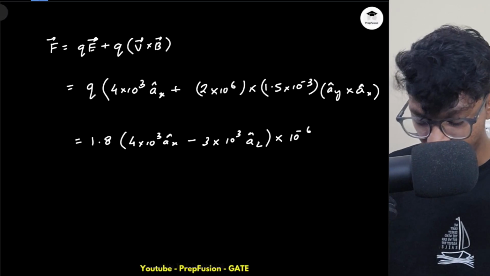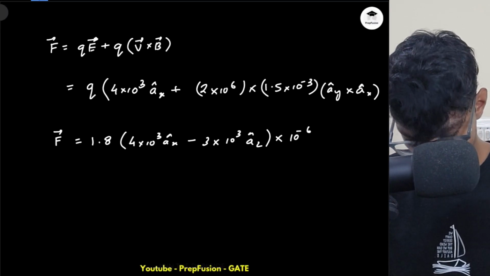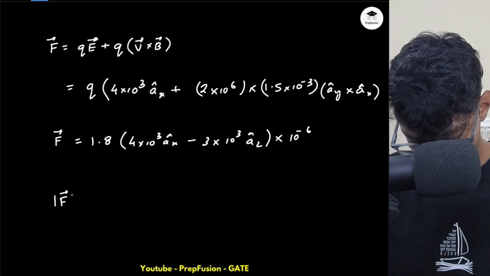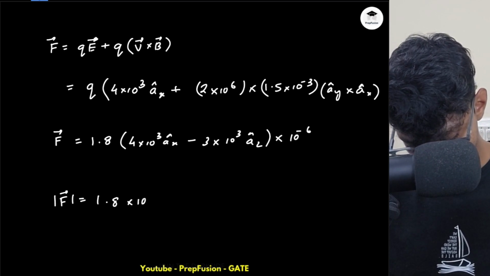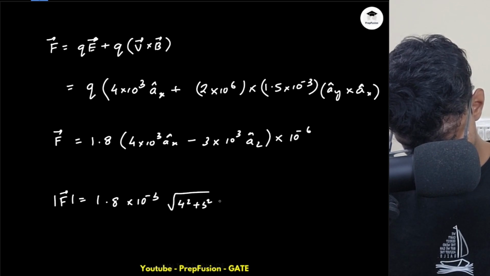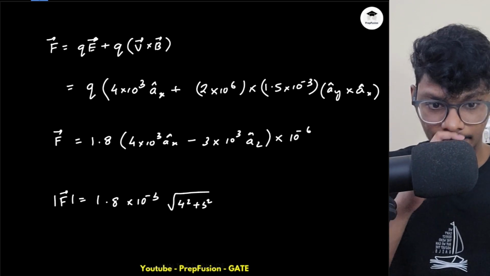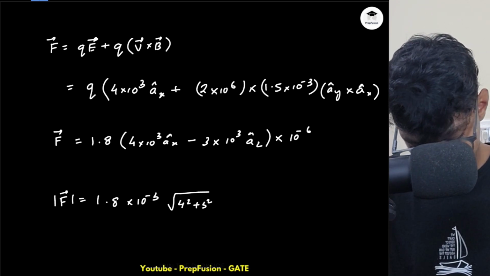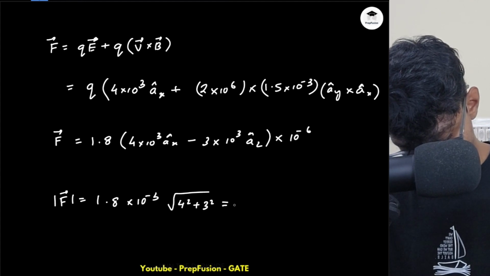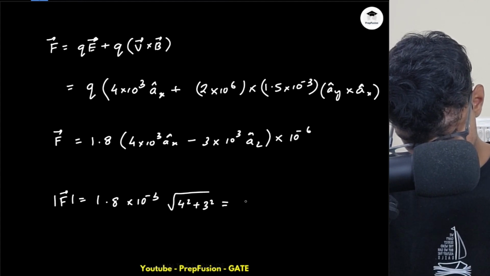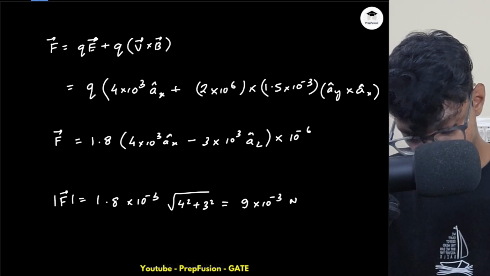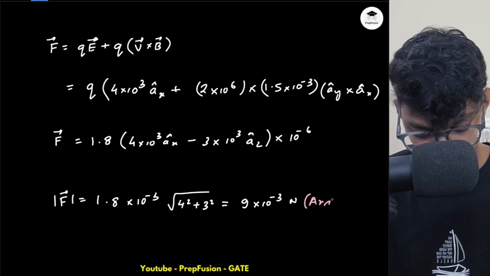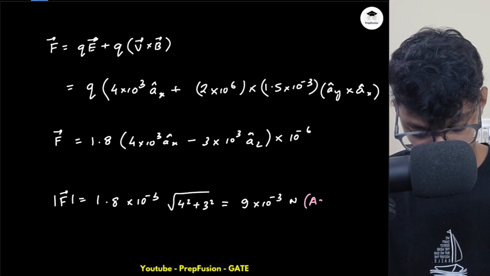Okay, so now I just need to find out the magnitude because they have asked the magnitude of the force. So what will be the magnitude of the force? It will be simply 1.8 will be outside, 10 raised to power minus 3 will be outside, whole under root 4 square plus 3 square, and this value won't change even if you change the direction, right? So this will be 5 into 9. So this will be 9 into 10 raised to power minus 3 newtons. This will be the answer, the magnitude of the force that will act on that particular charged particle.